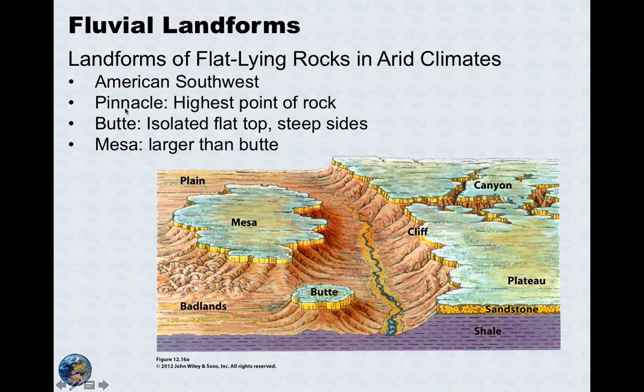And a pinnacle is even smaller than that. That's basically if this butte were to break away and just this one little piece was left standing. So plateau big, mesa smaller but still high and flat, butte even smaller, still high and flat, and then pinnacle, just a little tiny point that's still left. And underneath the mesa, you're going to get something like the Badlands.